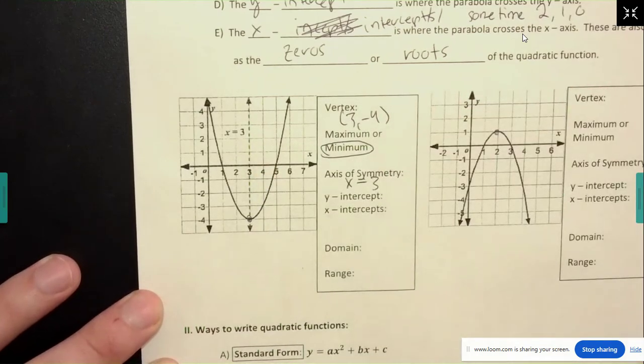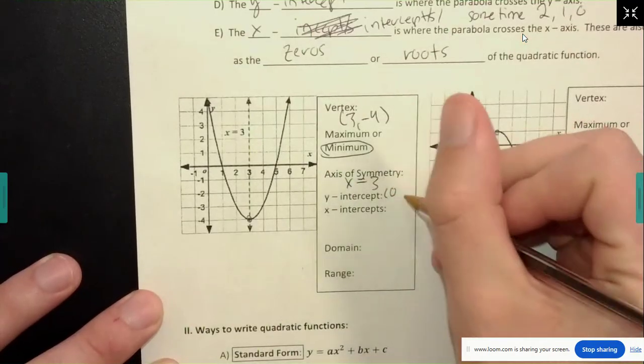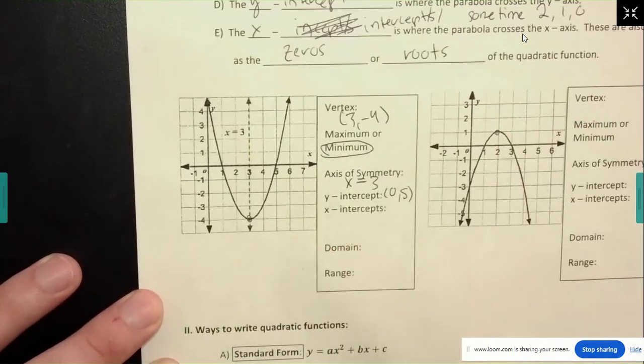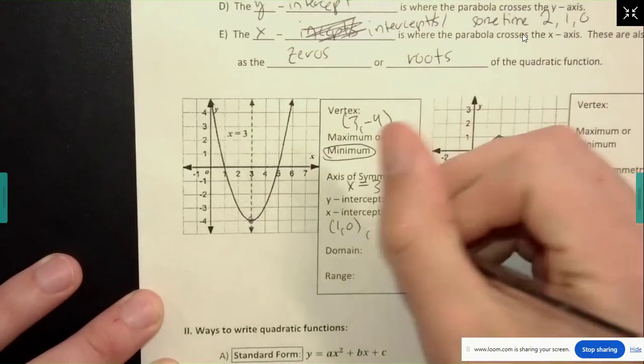I have a y-intercept. I'm always going to have one y-intercept so it can pass the vertical line test. Looks like my y-intercept will be at 0, 5. And my x-intercepts, I have 2 here. I have one at 1. I have another at 5.